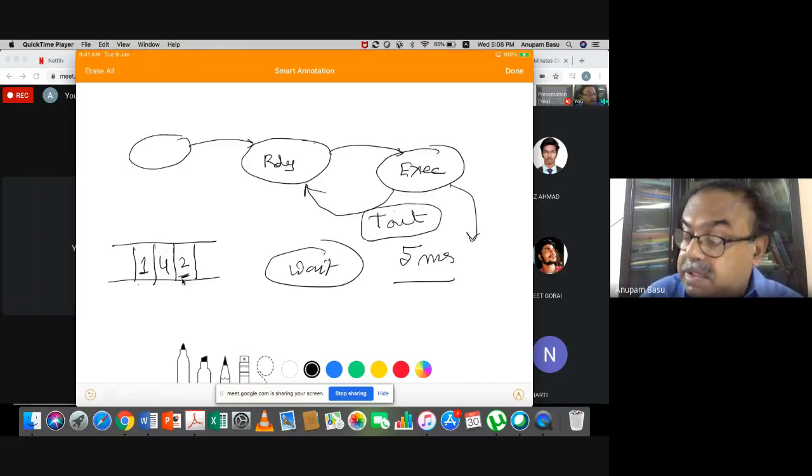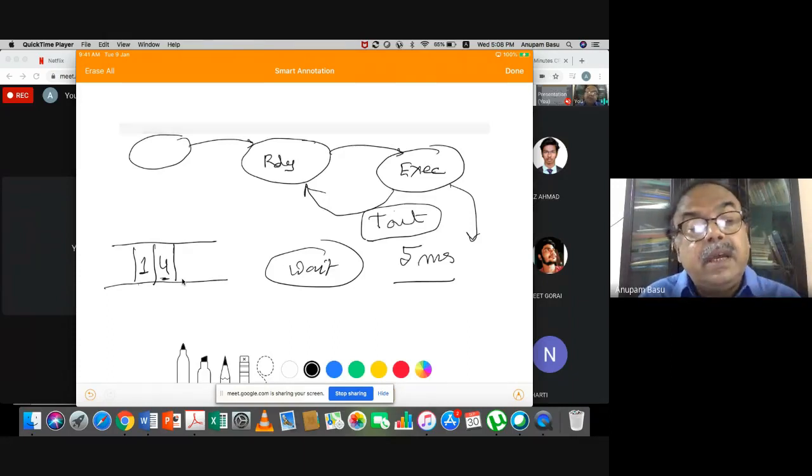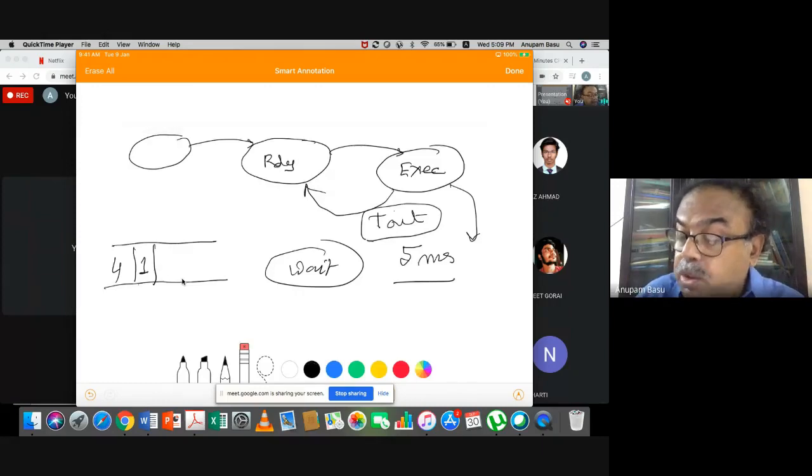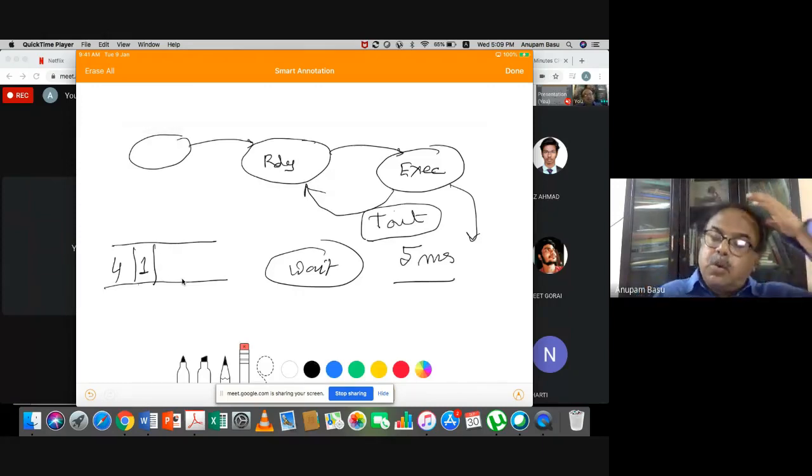Then obviously this is cleared up. And suppose number 4 is a longer program, it requires 10 milliseconds. So after 5 milliseconds, this will also be pushed out, and it will go back here, leaving aside this. And so again, 1 will get the time in this case after 7 milliseconds.